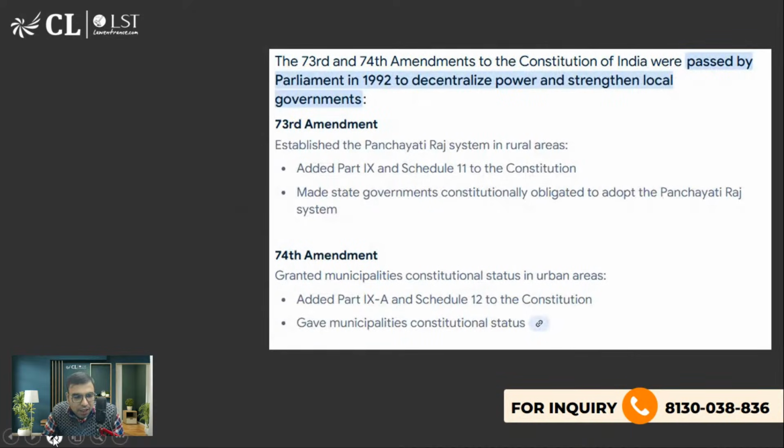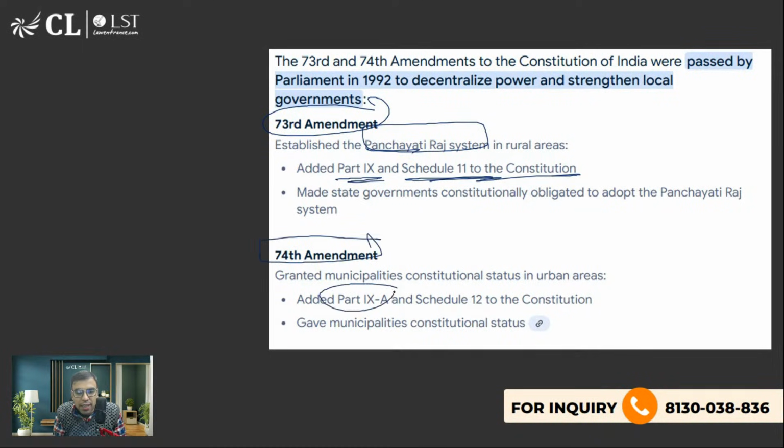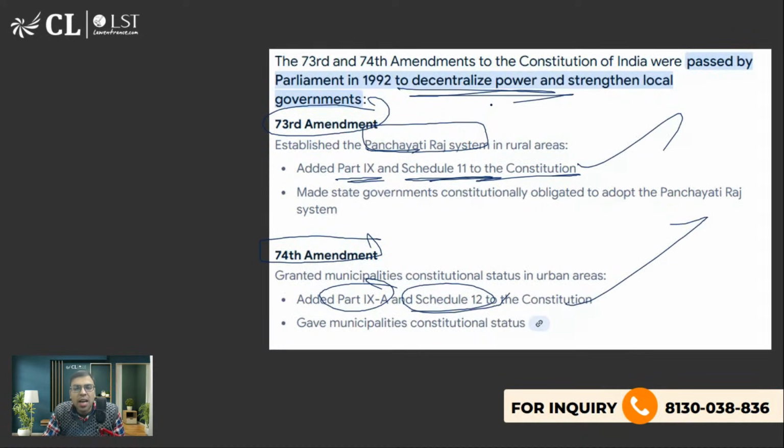है ना? Yes, 73rd and 74th. 73rd Amendment, Panchayati Raj system लाया गया था. Part 9 and Schedule 11 of the Indian Constitution were added. 74th Amendment, Part 9A and 12th Schedule were added. ठीक है? है ना? Decentralization of powers.